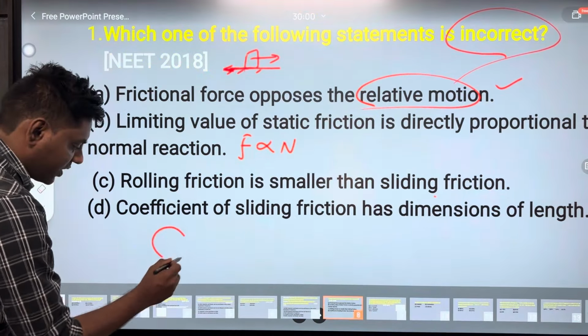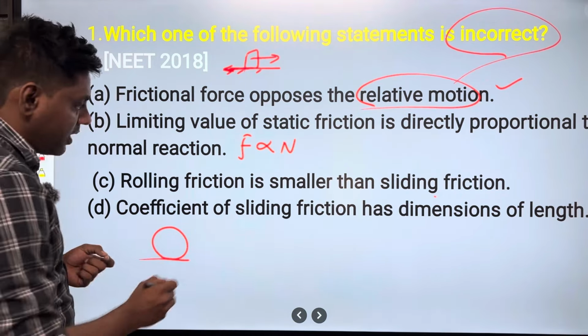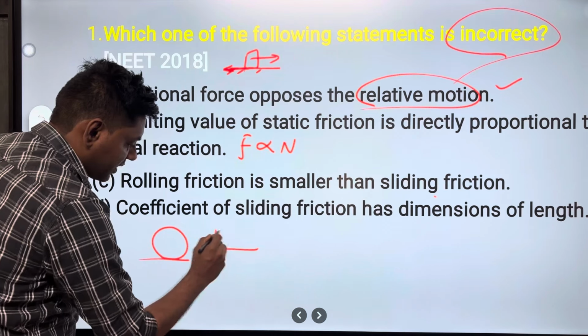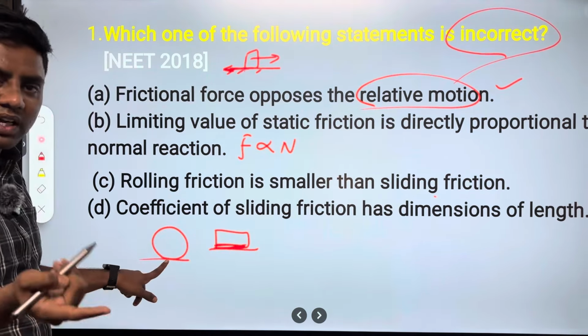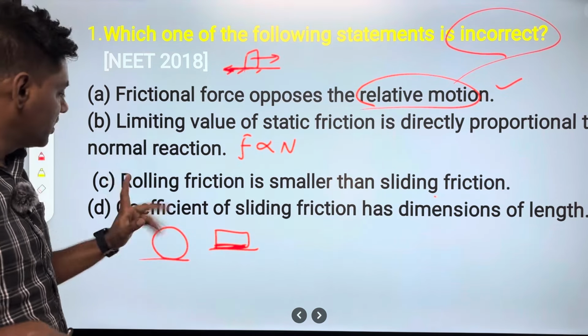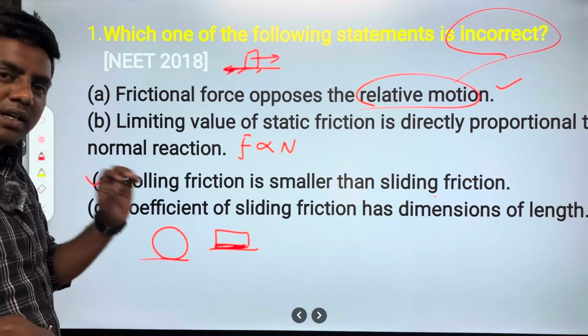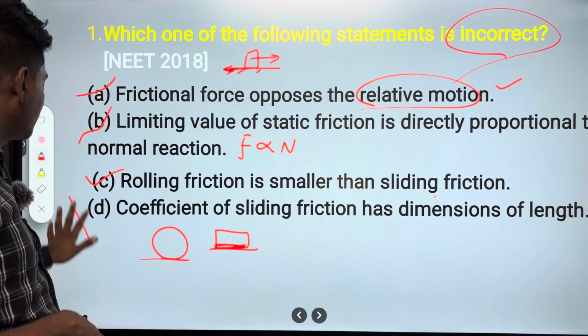Statement number three, rolling friction is smaller than sliding friction. Yes, definitely. What happens? In rolling friction, the contact surface is very small, and in sliding friction the contact surface is very large. So remember, whenever the contact surface is less, definitely the frictional force is less. So option C is correct. B is also correct, A is also correct, definitely D is not correct.